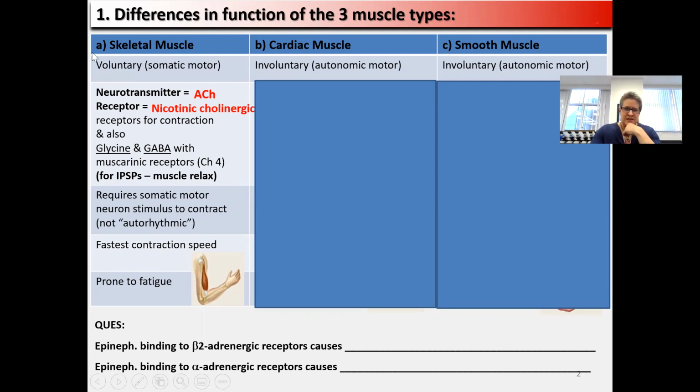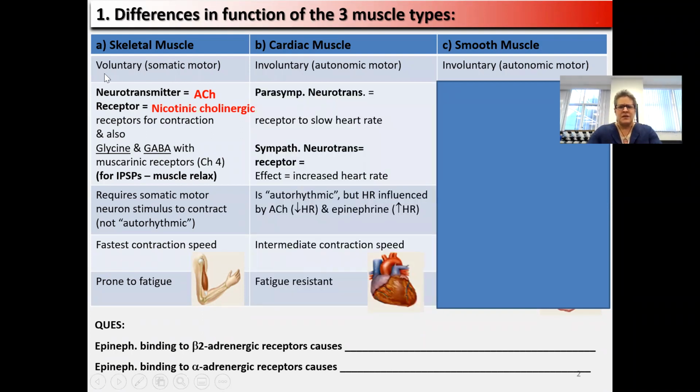Now, glycine and GABA are inhibitory neurotransmitters, and that causes muscles to relax. So this is also review. Okay, now we're going to compare the speed of contraction and whether or not they're prone to fatigue or fatigue resistant. So let's move on to cardiac muscle.